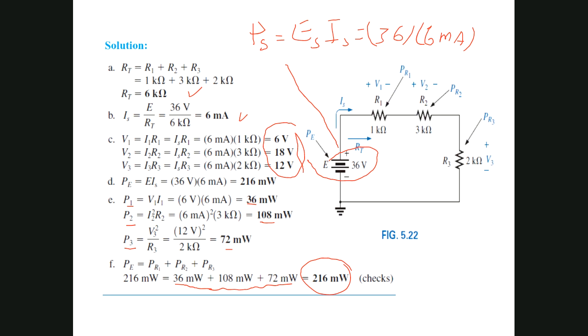So actually you have two sides, the left hand side and the right hand side. This is how to check. The left hand side is the P supply, and the right hand side is the power dissipated by each load. When you add them together, you are supposed to get the same power delivered by the source.